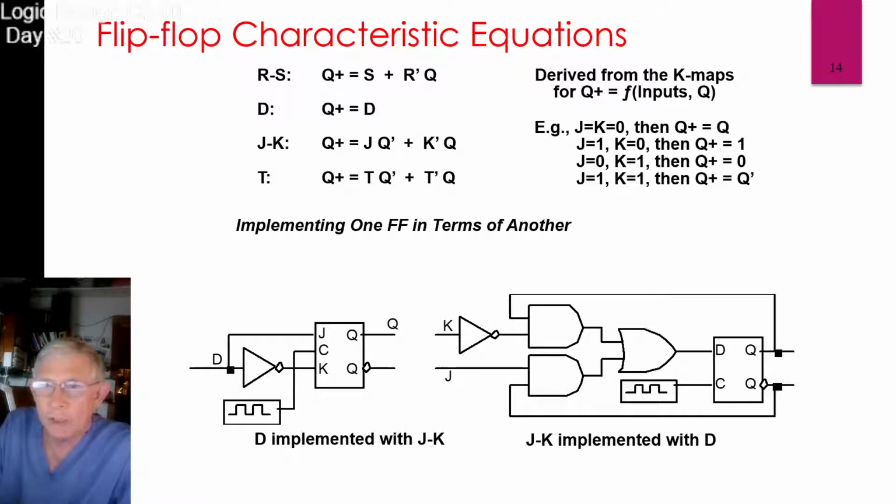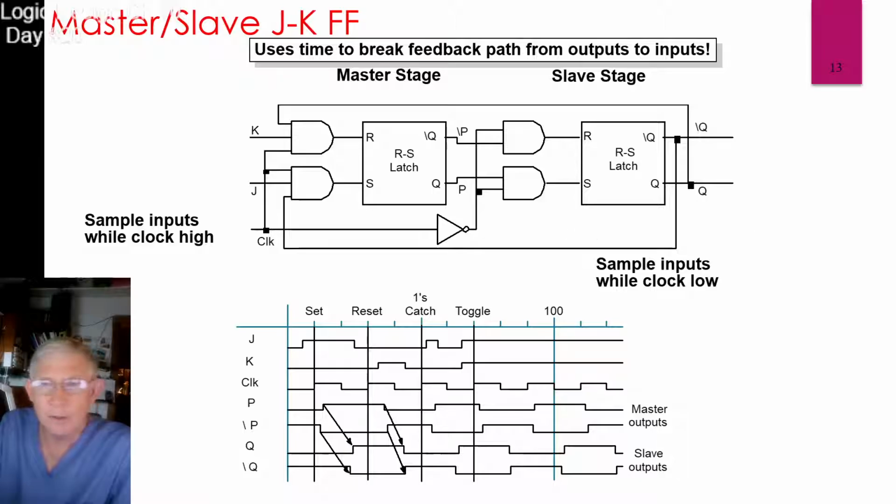And then here's the JK. So J Q prime plus K prime Q. And you can kind of see that in the feedback, okay? If we go back here, these feedbacks are the opposite. So this is really Q prime and this is Q. And so it's really K and Q and J and Q prime when the clock allows for it. And when the clock is low, it blocks this entirely.